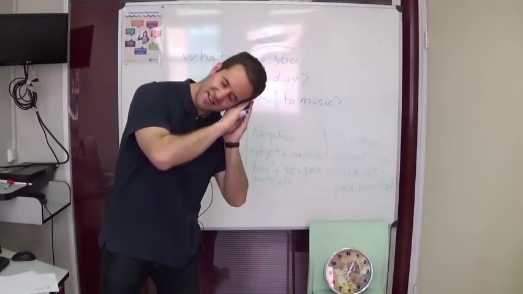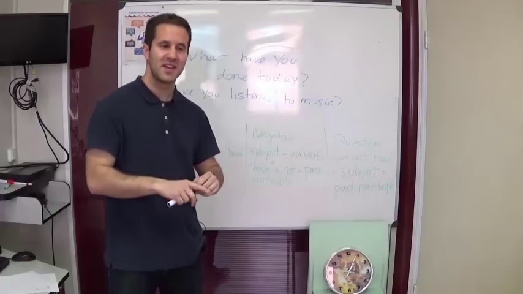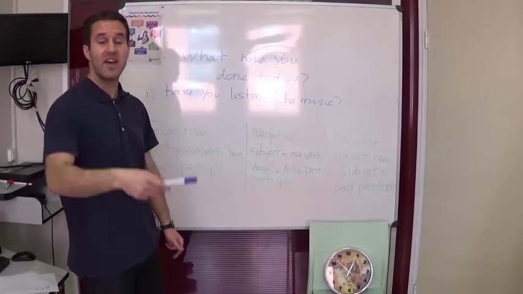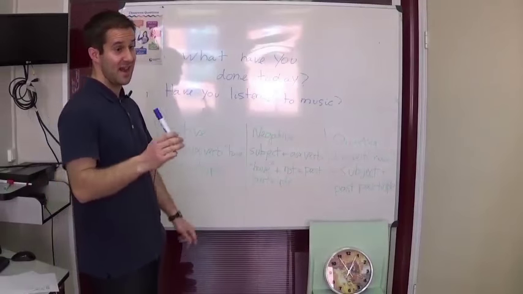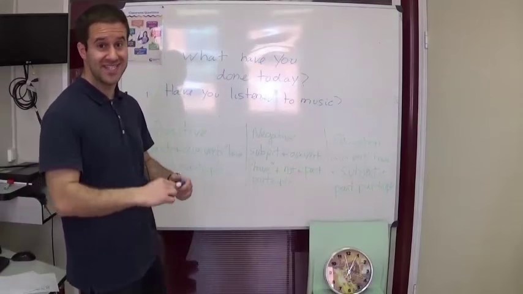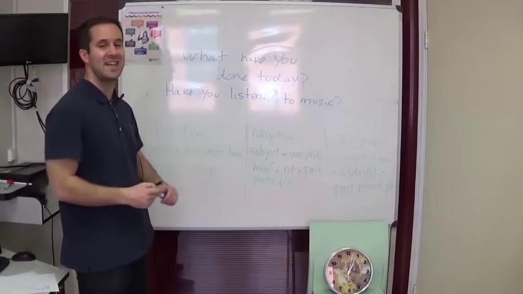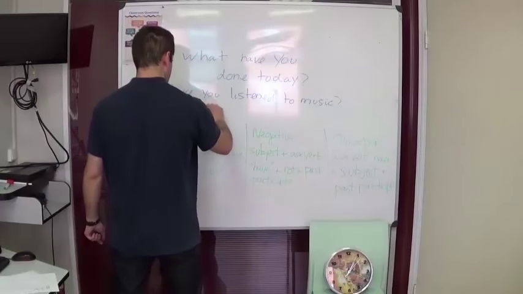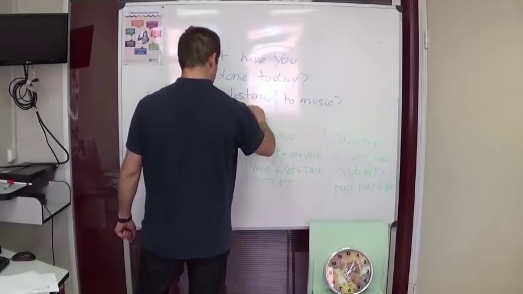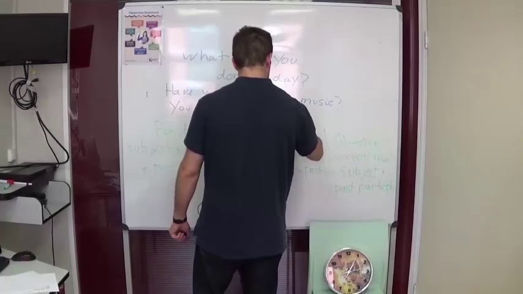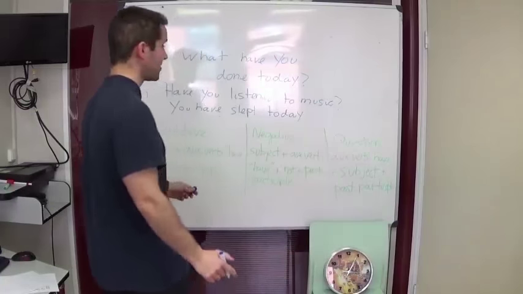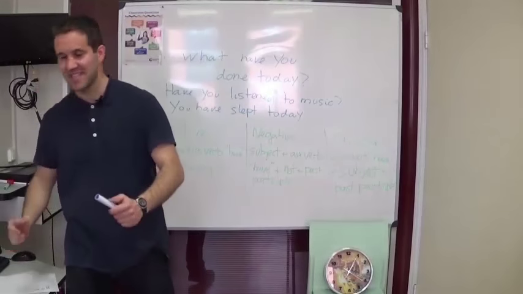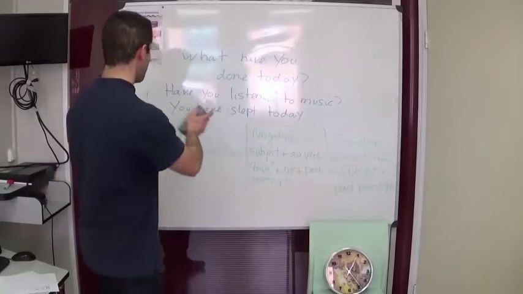Okay, so he's going like this. He's going like this. Okay, so student number four has said, you have slept today. So he's not asking the question. He's making a statement. You have slept today. And he answers, yes, I have. So you have slept today. Very good. Very good. So finally, let's do the last one. The student who guessed the action, please come out here and mime the next action.